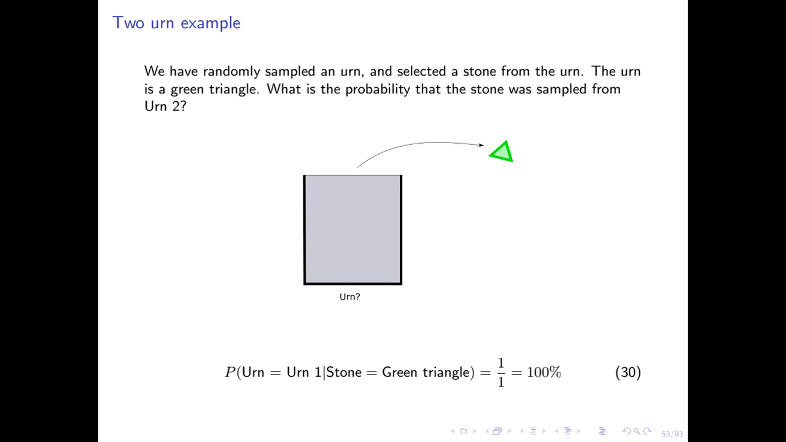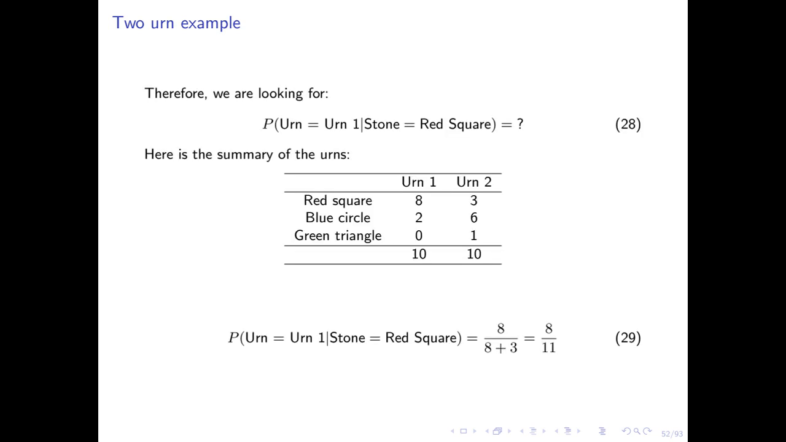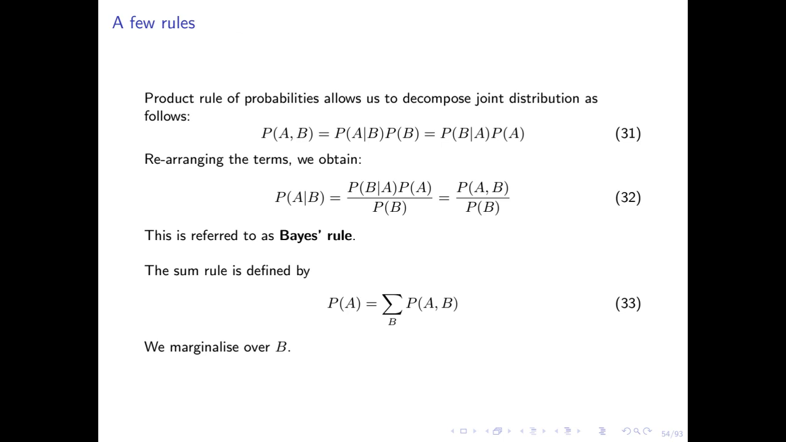Oh, this is a mistake. So this is a typo. Urn 2 should be 100%. Okay, so equation 30 is a typo. Sorry. So from urn 1, it is 0%. We cannot sample a green stone from urn 1, but urn 2 has 1 green stone. So if we selected a green stone, we know immediately this was urn 2. Okay. So this is a mistake in equation 30, and we can see this from the table. So 0 out of 1, this one is 1 out of 1.